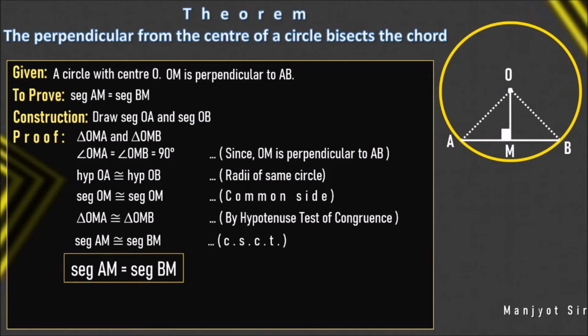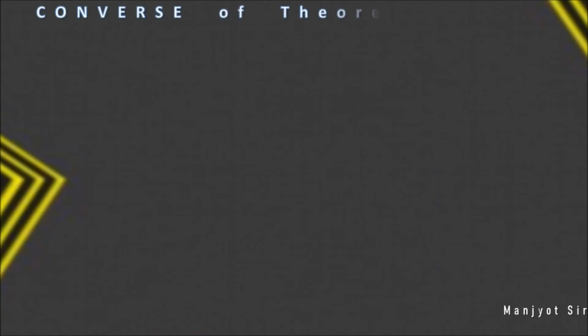If you want, you can pause this video right now and take a screenshot of this entire proof so you can keep it with you for revision purpose. Right? Let's move ahead and see converse of this theorem. Now students, remember, converse means given becomes to prove and to prove becomes given. So the last theorem which we saw just now, we'll see converse of that theorem.